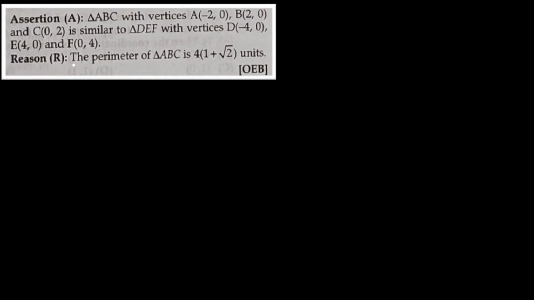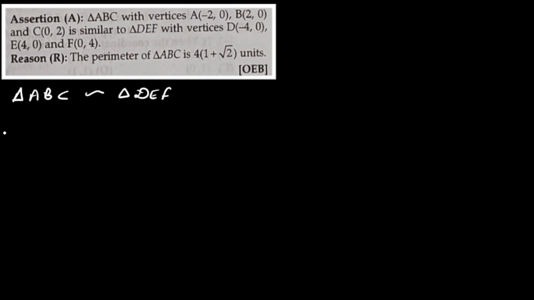Okay, so this question, we have to use similarity here. In the first statement, the assertion statement, it is mentioned that triangle ABC is similar to triangle DEF. The similarity we have already done. To find whether two triangles are similar or not, we have to check one thing. First of all, the angles should be the same. So here we can't check angles.